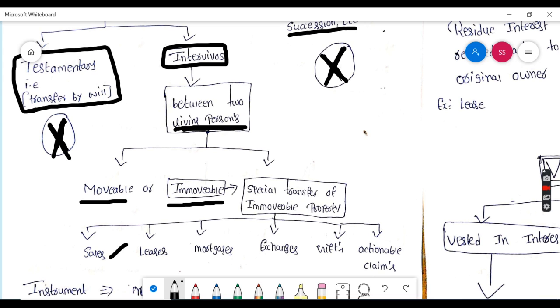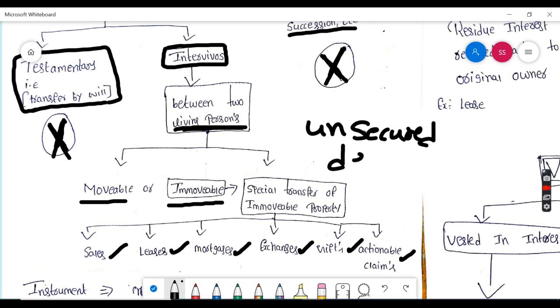If it is a sale, it will come under the Transfer of Property Act. Leases come under this act. Mortgages will come under this act. Exchanges will come under this act. Gifts, and finally actionable claims. What are actionable claims? For example, unsecured debts. Those are actionable claims.